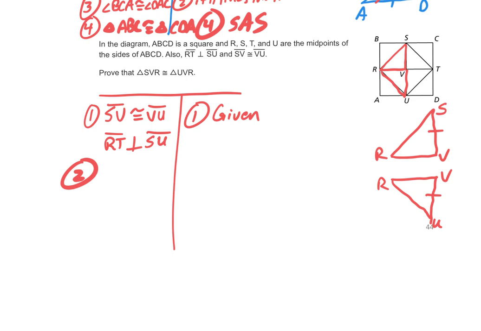Okay, so if RT is perpendicular to SU, what's that tell me about these angles right here? They're 90 degrees, okay? So I'm going to say angle RVS and angle RVU are 90 degrees.